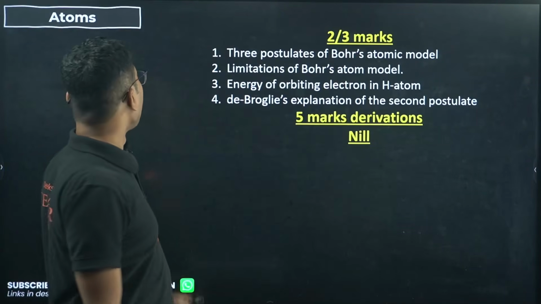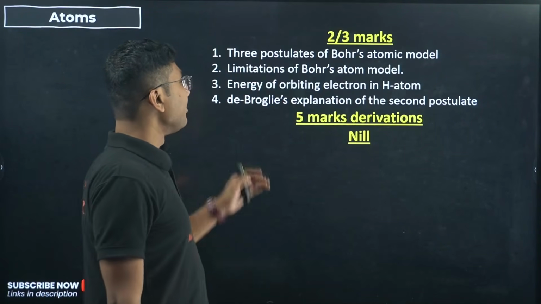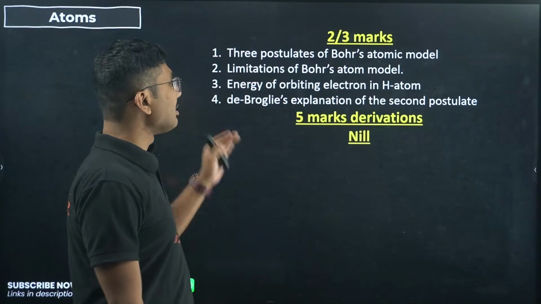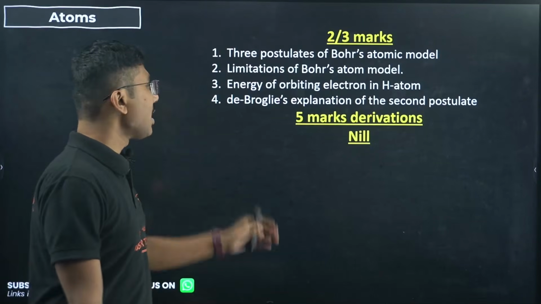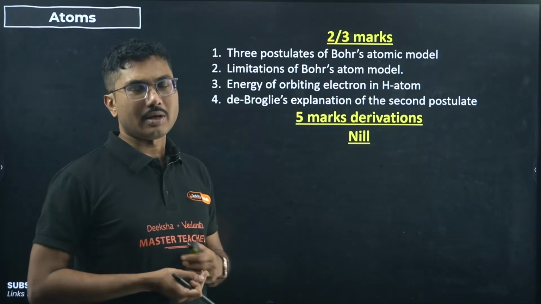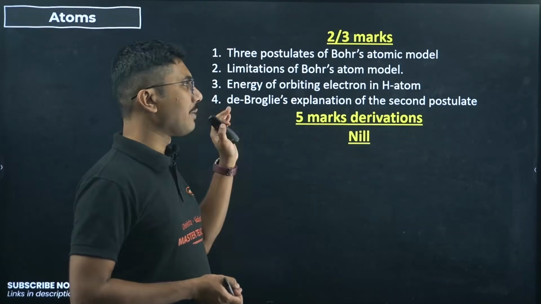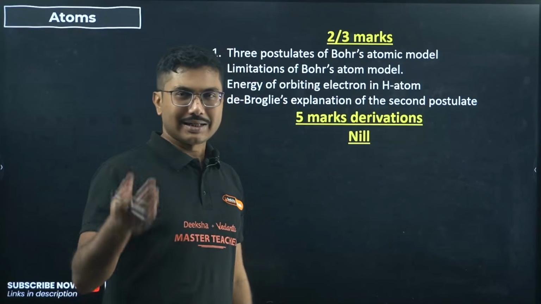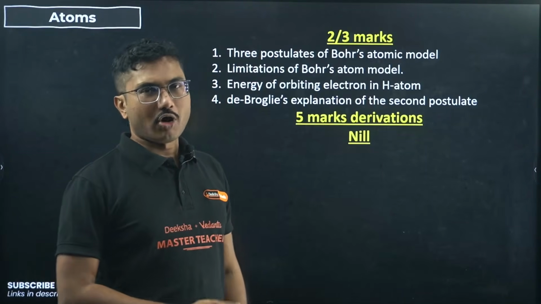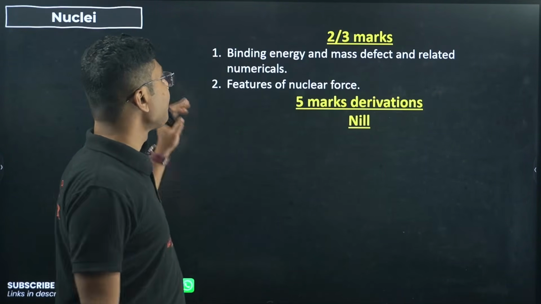Next, atoms. Three postulates of Bohr's atomic model, limitations of Bohr's atomic model, energy of the orbiting electron in hydrogen atom, de Broglie's explanation of the second postulate. These are all important. Rutherford model never came in the exam in the past 10 years, so I am not giving you either Rutherford's model or the drawback of Rutherford model. You can skip that.